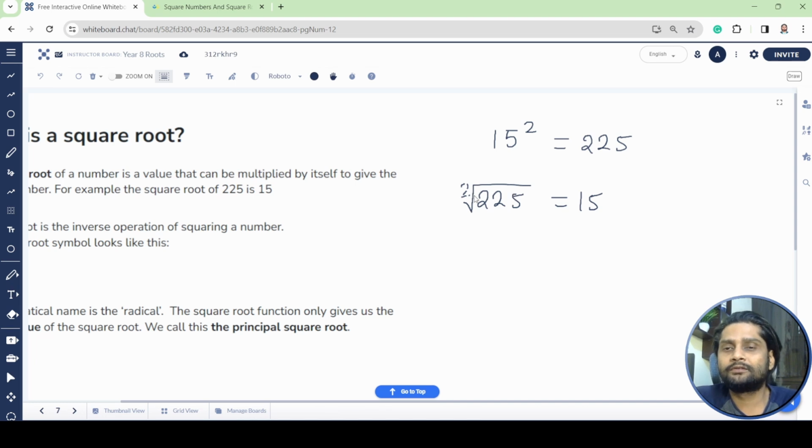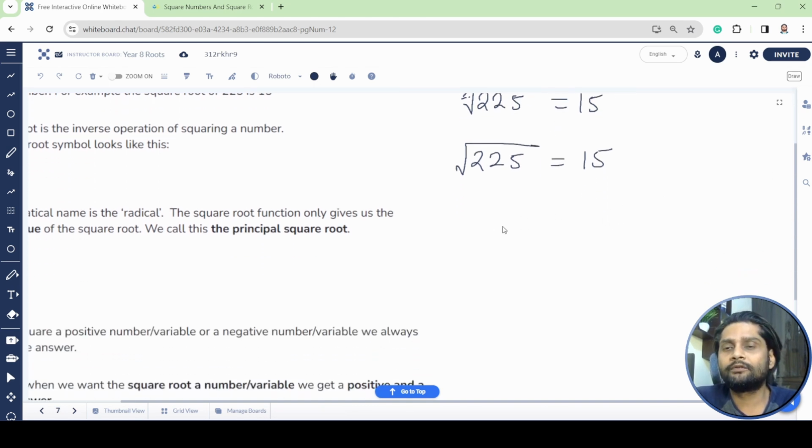Why do we write this 2? Because a single root doesn't exist. It won't ever exist. Therefore, we don't even write this 2. But later on when we learn cube roots and other roots, at that moment we'll have to write them. So for now, you can write it just like this. This is called the radical symbol. You can memorize that, and using this radical symbol is fine. So the square root of 225 is 15.